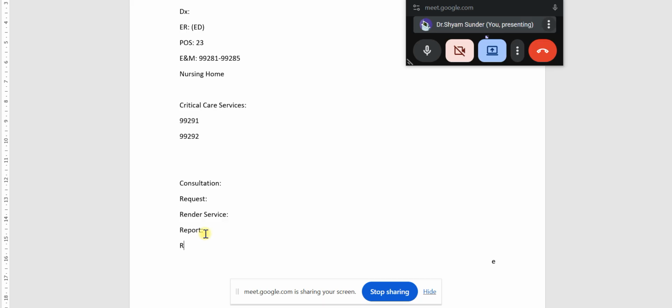So what does it mean? Basically, the patient is returning, right? Return to PCP. That means the cardiologist has done consultation. The cardiologist has done consultation.